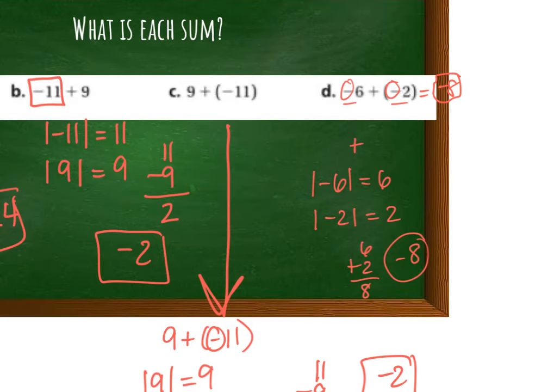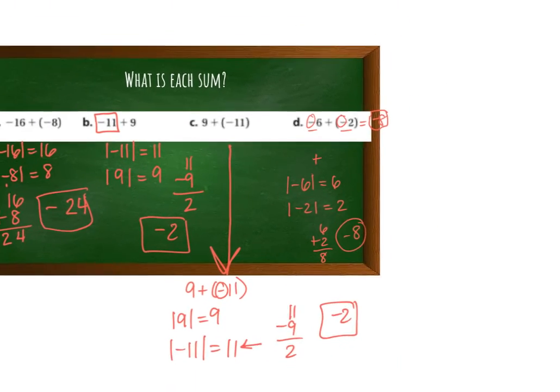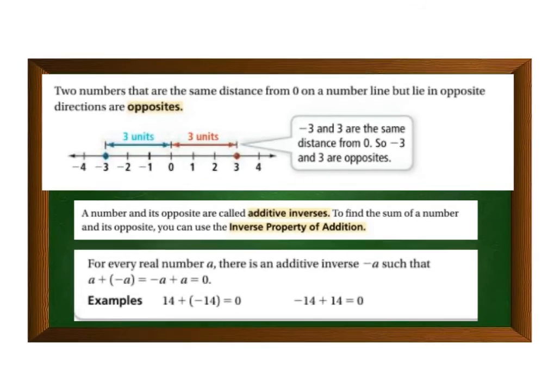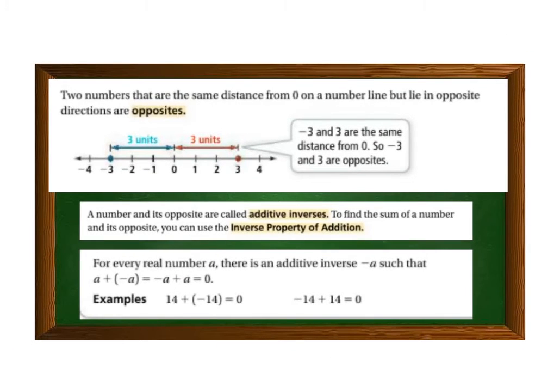All right, well, I think that was enough practice with this adding. Okay, let's move on. So two numbers that are the same distance from 0 on a number line but lie in opposite directions are opposites. So negative 3 and 3, they have the same absolute value. The absolute value of 3 equals 3. The absolute value of negative 3 equals 3. And they lie on opposite sides of the number line, so they are opposites, okay?